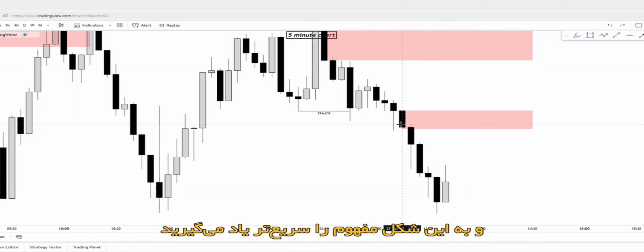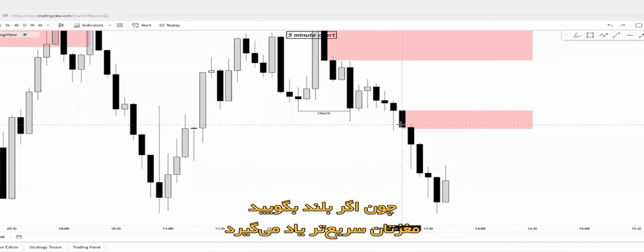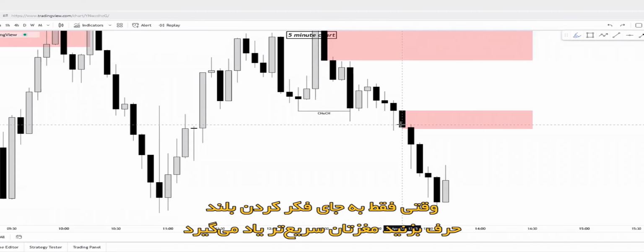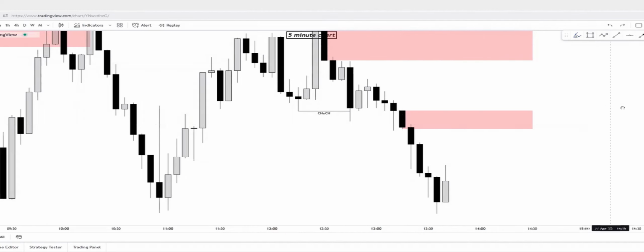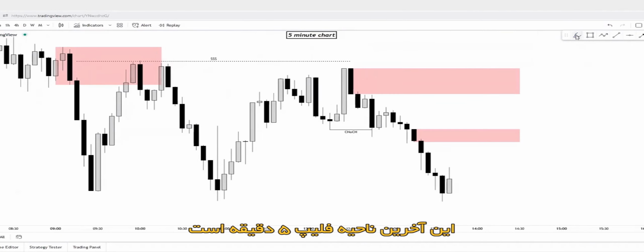That will help you to understand the concepts faster, because if you say it out loud, your brain will realize it faster. Your brain will actually realize if you not just think about it, but say it out loud. Okay, so this is the less recent 5-minute. So let me just mark it out. This is the less recent 5-minute flip zone.